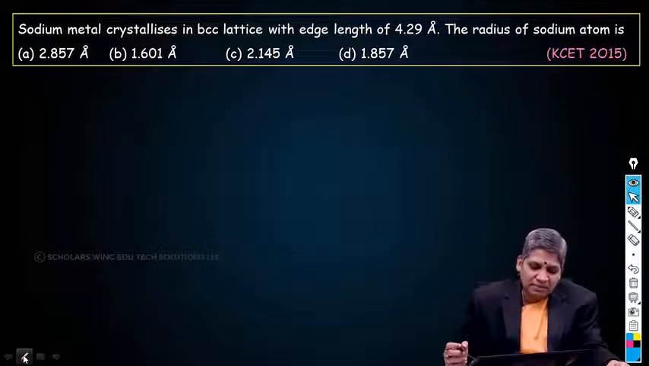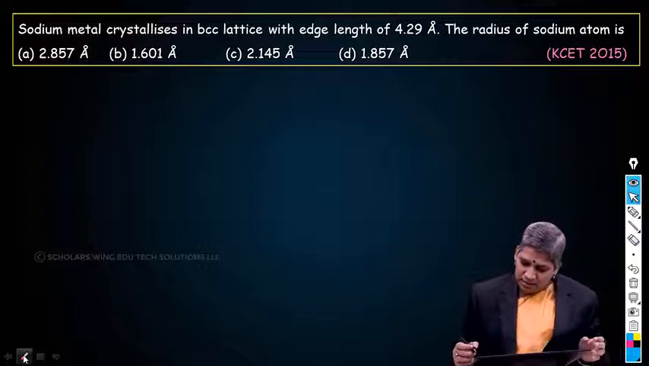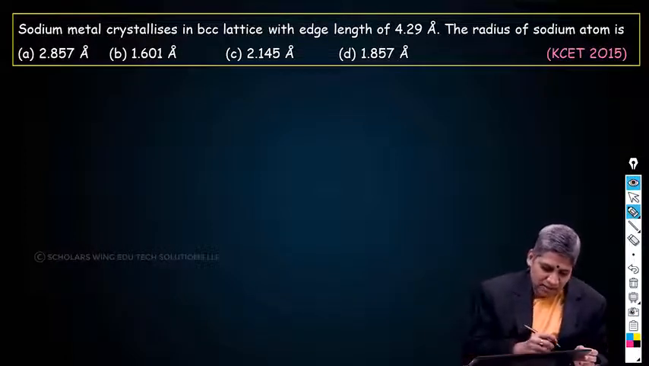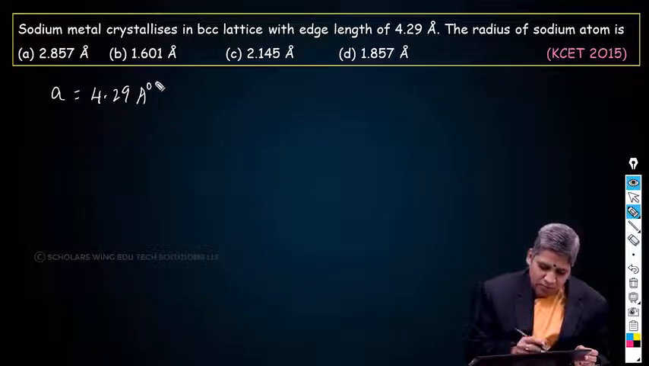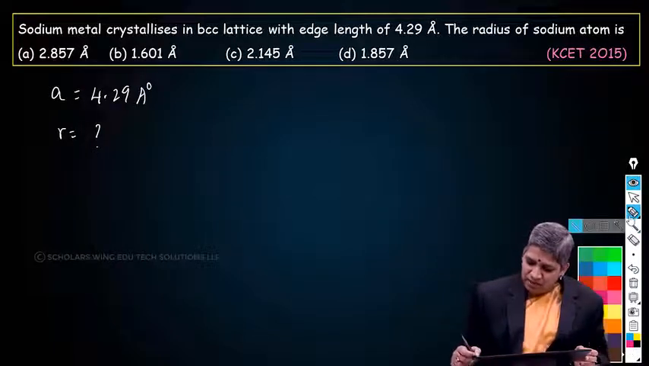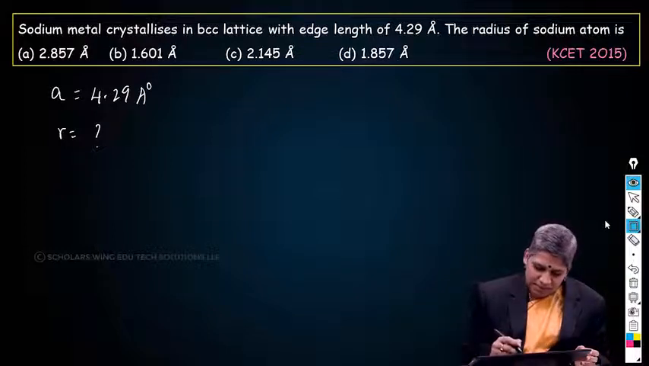Sodium metal crystallizes in BCC lattice with edge length of 4.29 angstrom unit. The radius of sodium atom is, with four options given. Let's not read all the options. This question is from KSET 2015 question paper. The data says edge length, that is a, is 4.29 angstrom unit, and we need to find the radius of the sodium atom. For that, try to recall the structure of the BCC unit cell, please.